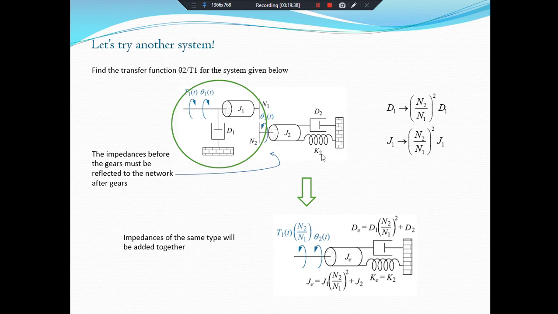Similarly, what will be the K equivalent? K equivalent will be equal to K2, as there is no K1 or any spring on the source side. And what will the damper equivalent be? D2 is not shifted anywhere, this D1 is shifted here, so D equivalent will be equal to D1 multiplied by the number of teeth on the destination shaft by the number of teeth of the gear on the source shaft, squared, plus D2. Clear? I hope it will be clear.